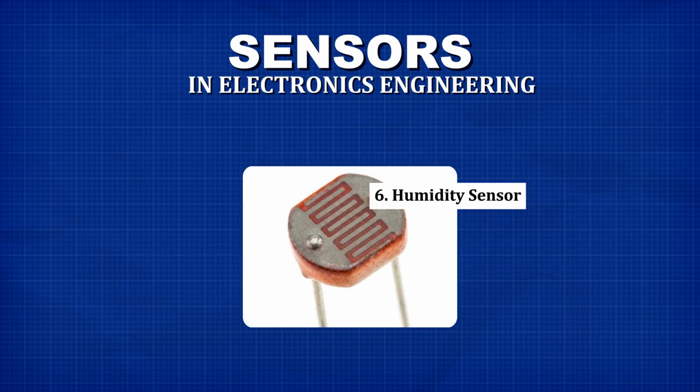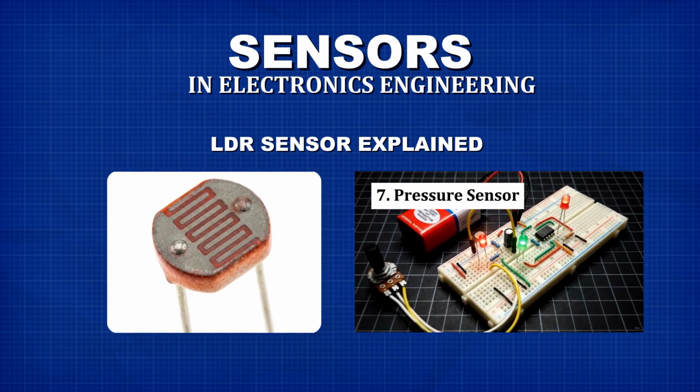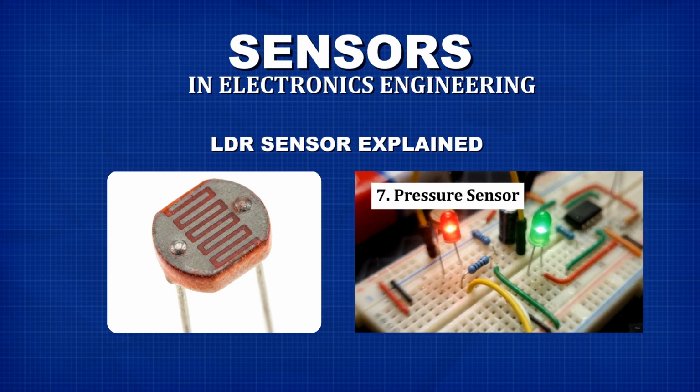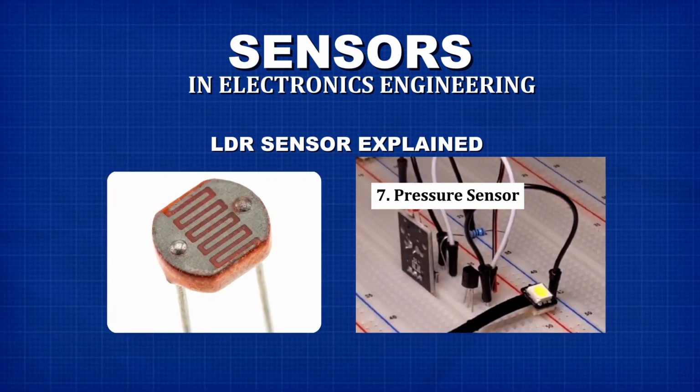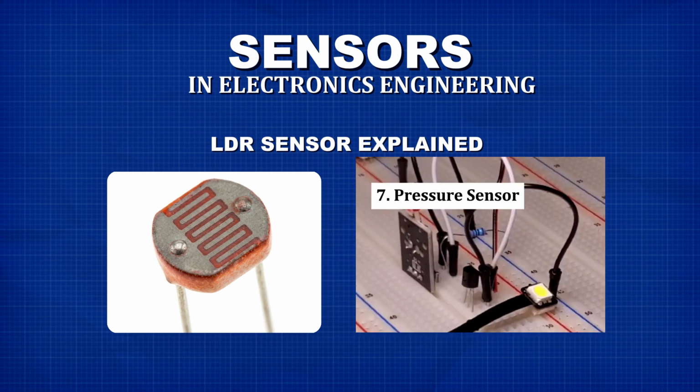Now let's start with one of the easiest sensors to understand, the LDR sensor. LDR means light-dependent resistor. It is also called a photoresistor. The name already explains what it does. It is a resistor that depends on light. When light falls on the LDR, its resistance changes. In bright light, the resistance becomes low. In darkness, the resistance becomes high. That means the LDR can be used to detect whether an area is bright or dark.